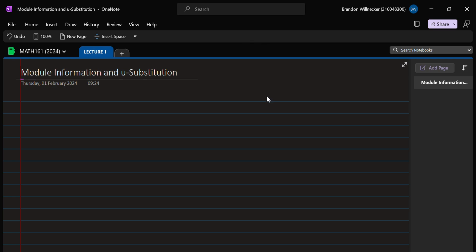Okay, so let's start off with the new work on u-Substitution, and then as we go through the new work, I will revise what we did last time with the integration. Okay, so what is u-Substitution? U-Substitution is the first integration technique that we're going to be looking at.